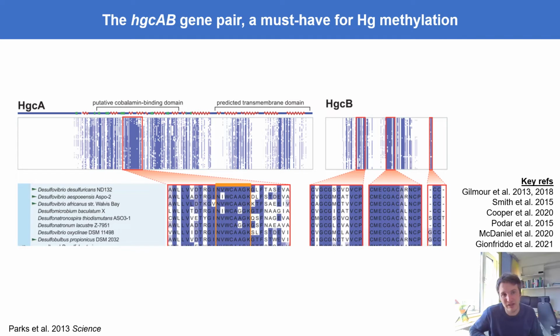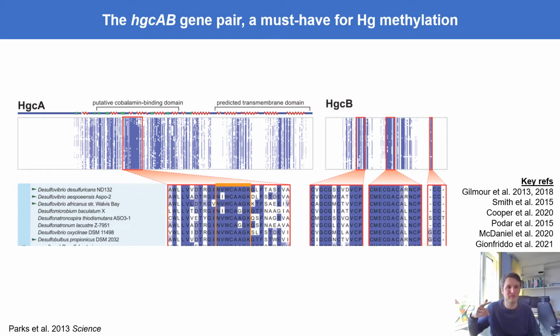For instance, in the hgcA gene, you can find that most strains able to do methylation have this specific motif that is NVWCAAGK, with variation of some amino acids sometimes. So using this information, and the same with hgcB, which has a specific conserved motif, you can actually say, okay, this may be an hgcA gene, or this may be an hgcB gene.